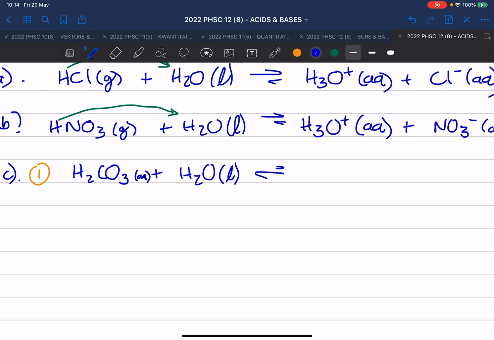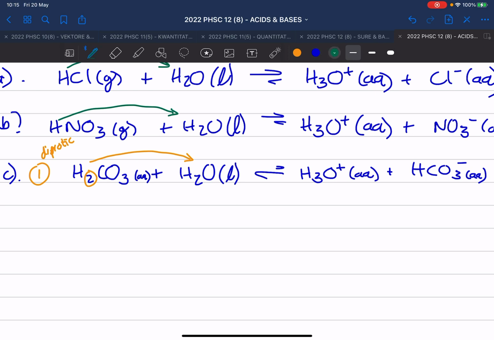Chichi, what type of acid is this, mono or diprotic? Because there are two hydrogens, it is a diprotic acid. So because it's a diprotic acid, it can ionize in 2 steps. In the first step, it gives away 1 hydrogen so that you get 1 hydronium and the hydrogen carbonate ion.